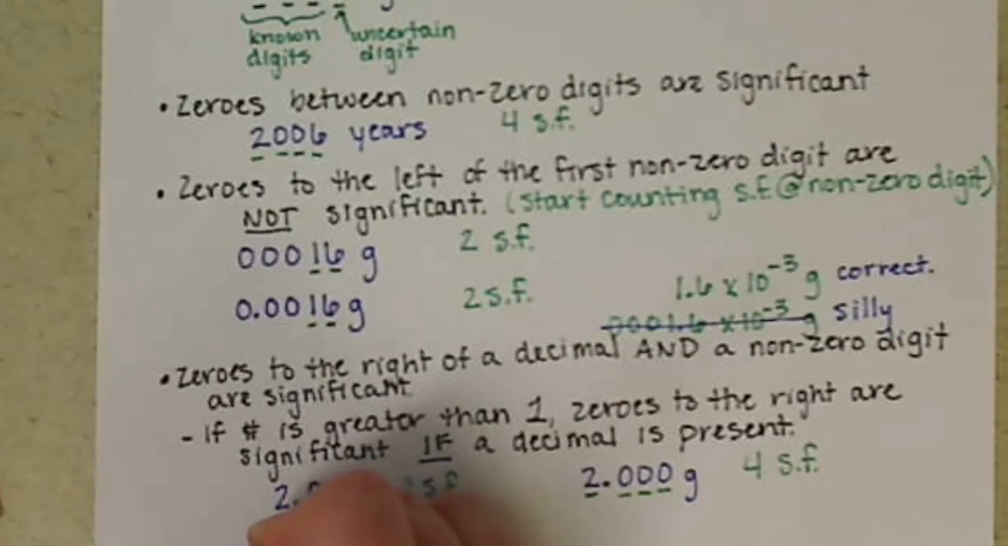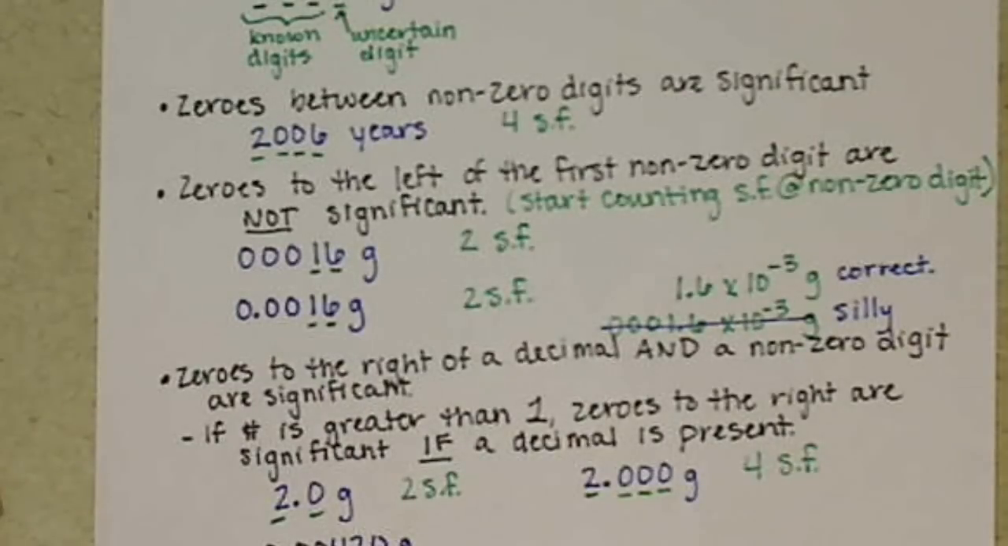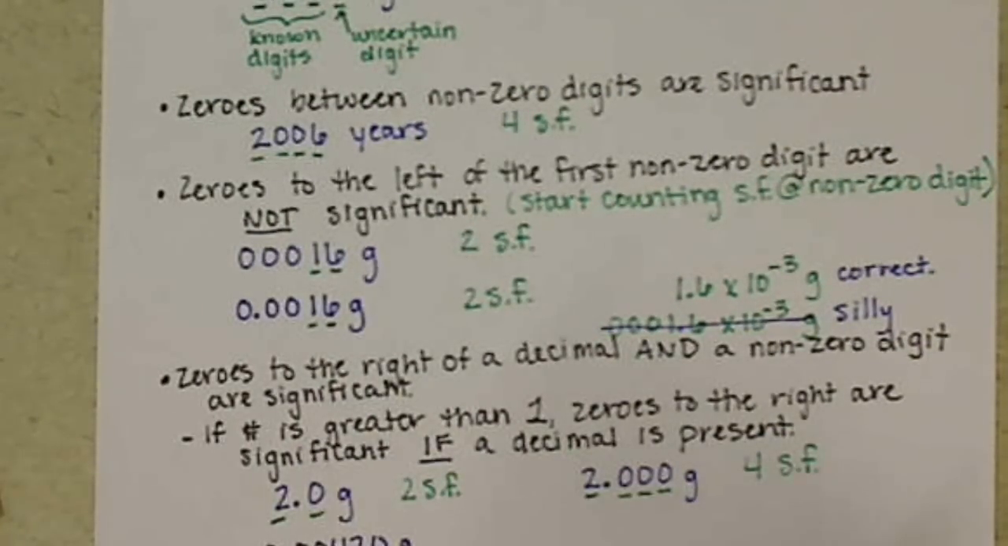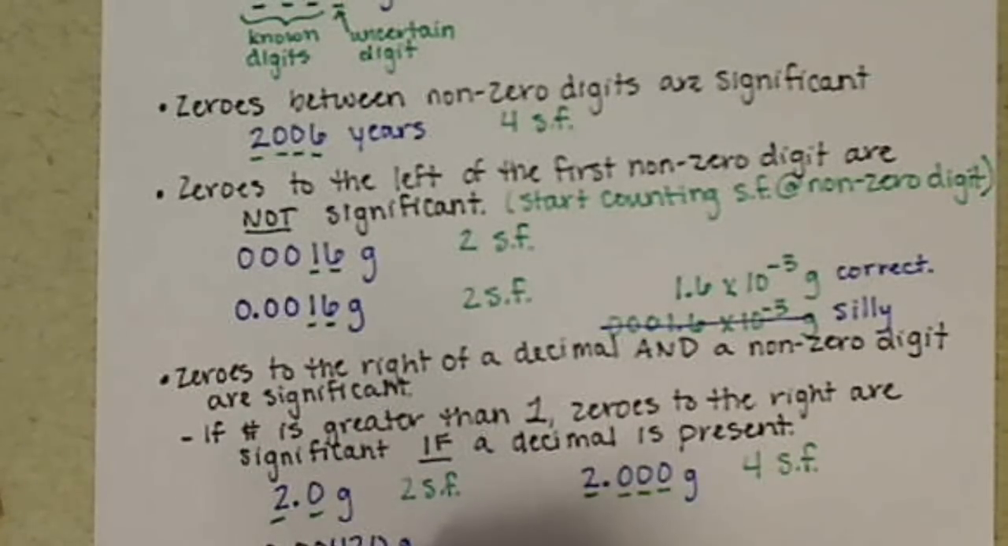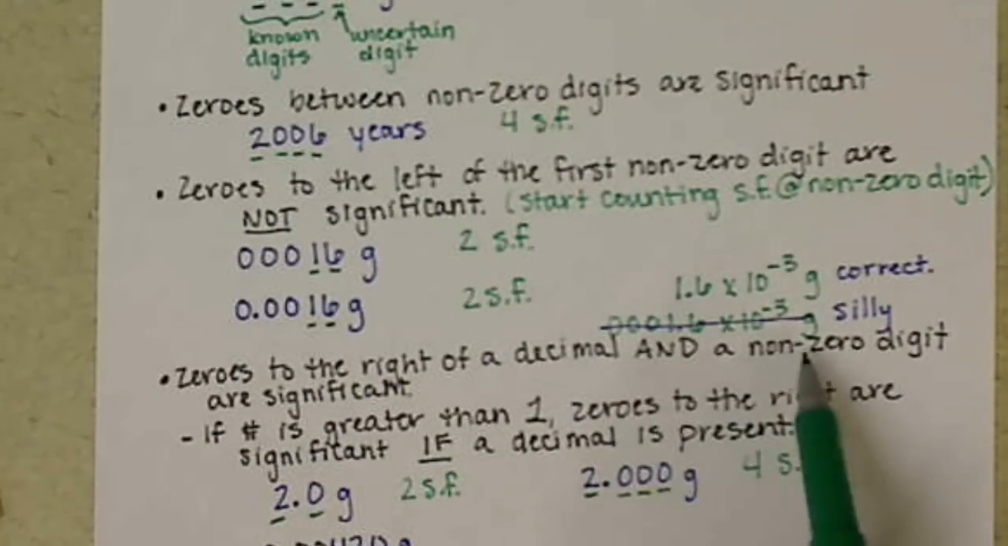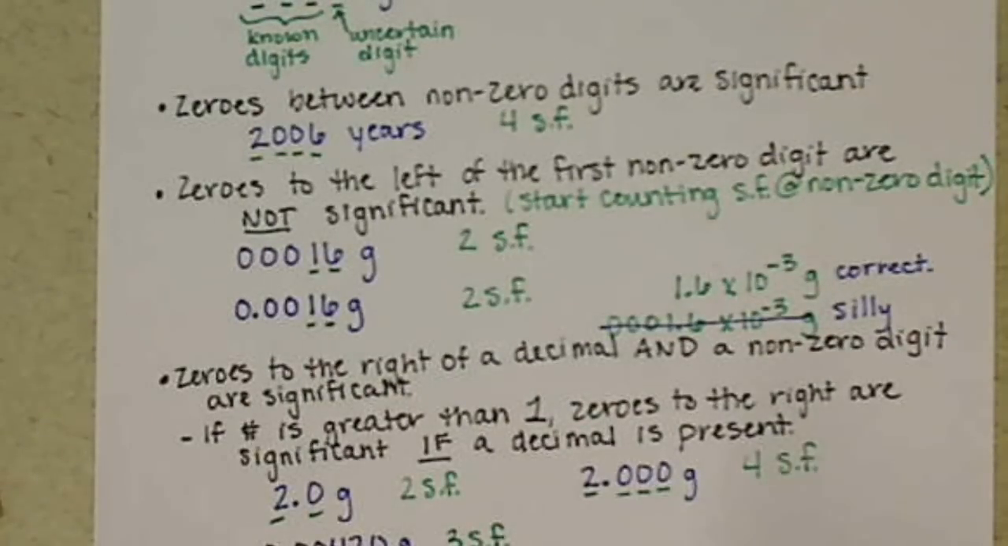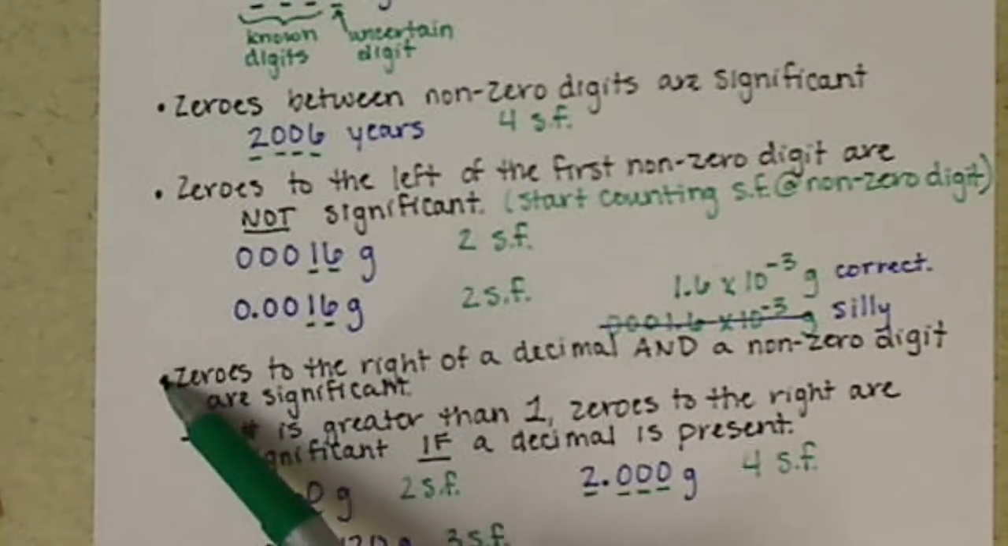If we have a value, say 0.00420 grams, remember these zeros out in front are not significant. We want to start counting at a non-zero digit. So our 4 is our first significant figure. So we have our 4 and our 2. The 0 to the right is significant because it's to the right of a decimal and a non-zero digit. So this has 3 sig figs. So these all deal with this first bullet point.